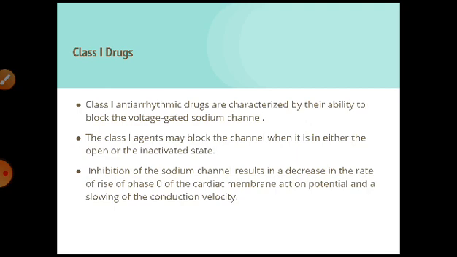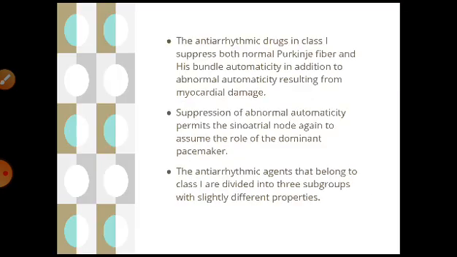So this way, when it is slowing the generation of action potential, of course the conduction velocity will also be decreased. The antiarrhythmic drugs in class 1 suppress both normal Purkinje fiber and His bundle automaticity. So now they are acting on the automaticity of the Purkinje fibers as well as the bundle of His, in addition to abnormal automaticity resulting from myocardial damage. So automaticity is already disturbed because of the myocardial damage, but they bring it in a different way.